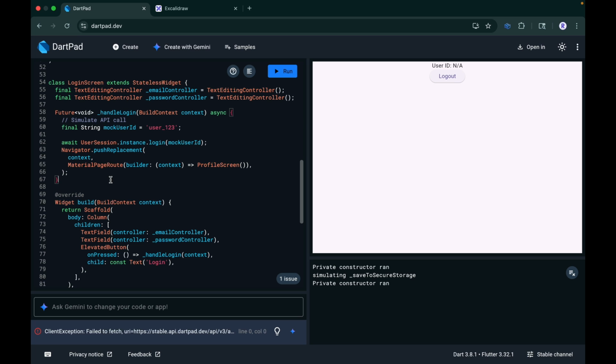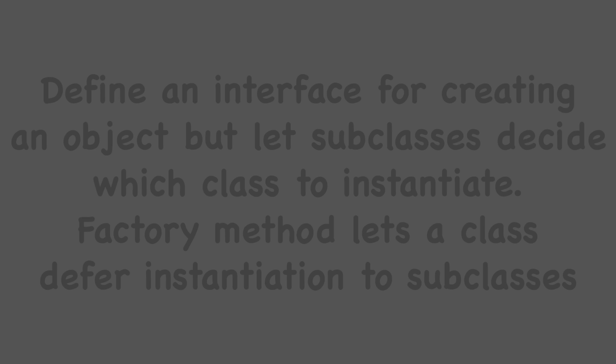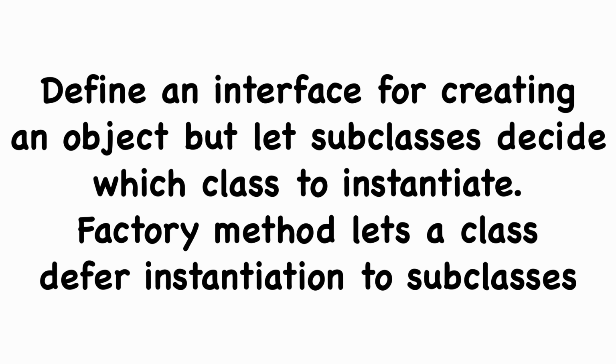Now let's move on to the factory method pattern. So the factory method pattern's definition is that we define an interface for creating an object but let subclasses decide which class to instantiate. Factory method lets a class defer instantiation to subclasses.